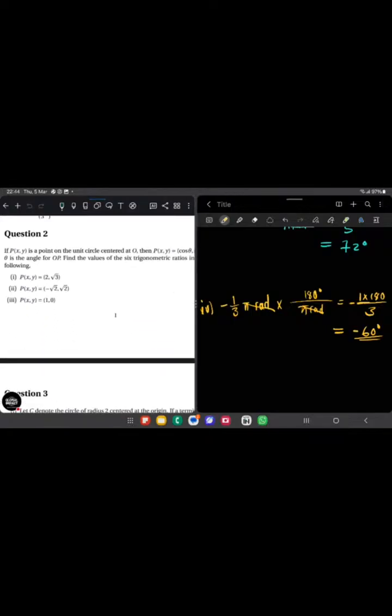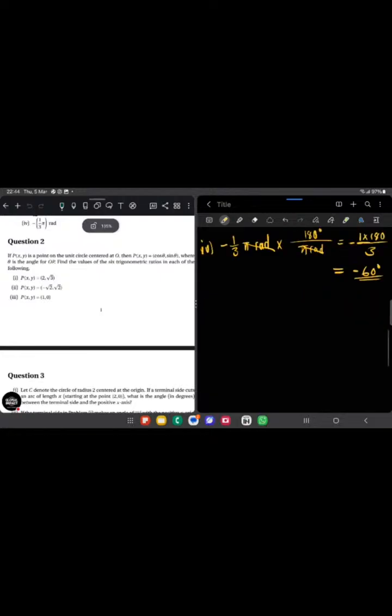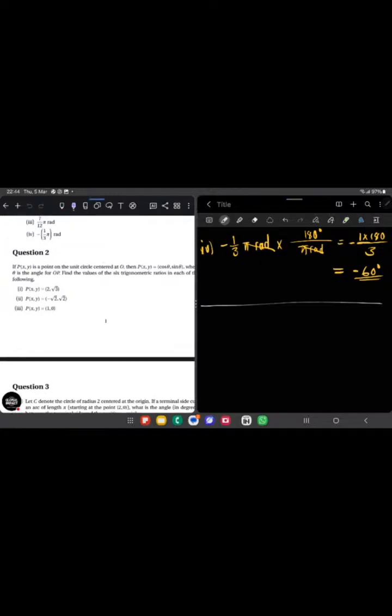Number 2 now. Here's the thing. You want to find the 6 trig ratios. Let's read the question. We don't read the whole passage, obviously. I've taught that to you guys many times. You look for keywords: 6 trig ratios. Let's talk about number 2.